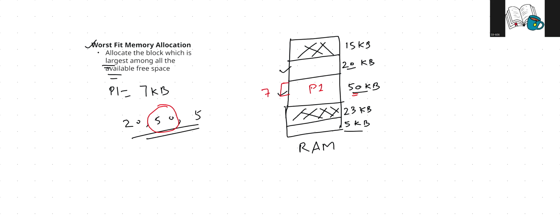Whenever you use worst fit memory allocation, you will come across a case where a lot of memory is wasted and cannot be used by any other process till process P1 goes out of the memory. So this is one of the major problems that you will encounter while using the worst fit memory allocation method.